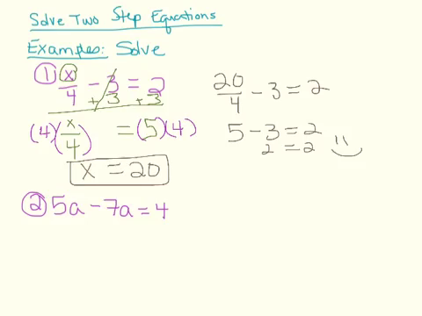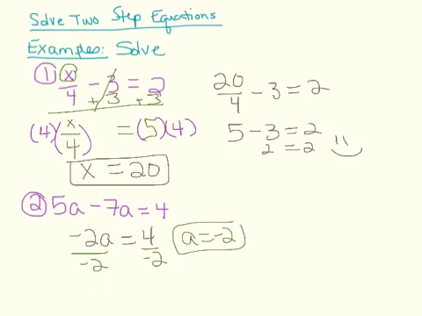On number 2, our first step is to combine together our like terms. So we have 5a minus 7a. And 5 minus 7 is negative 2. We end up getting negative 2a equals 4. So then the second step is just going to be to divide both sides by negative 2. That gives us a equals negative 2.